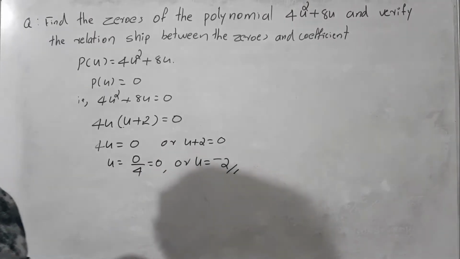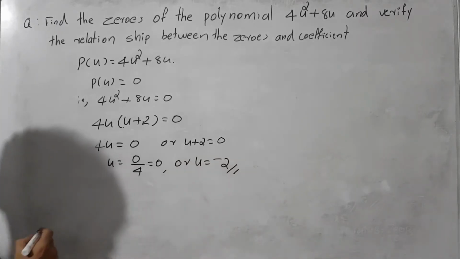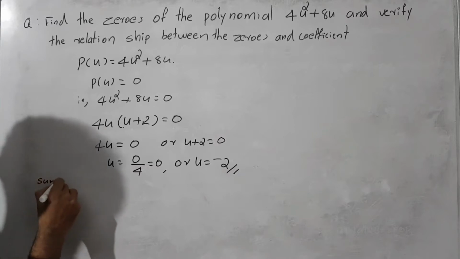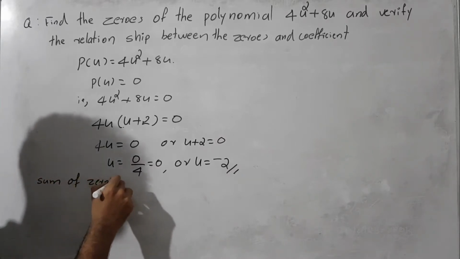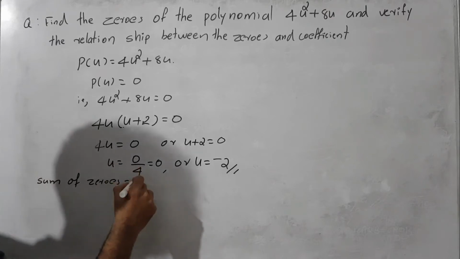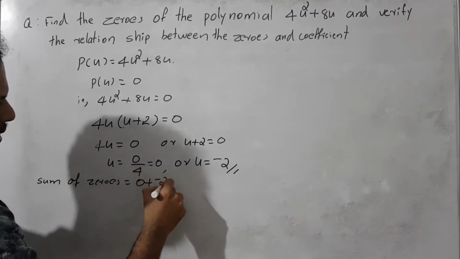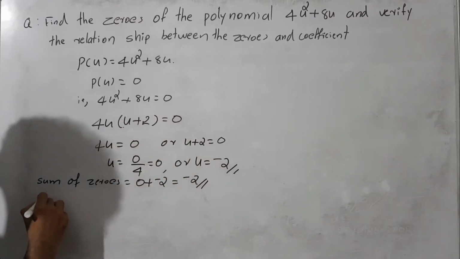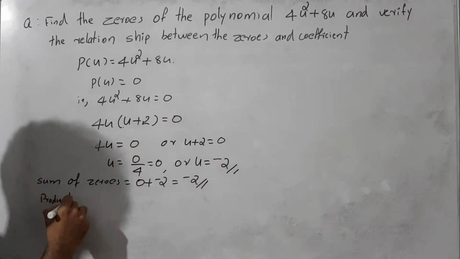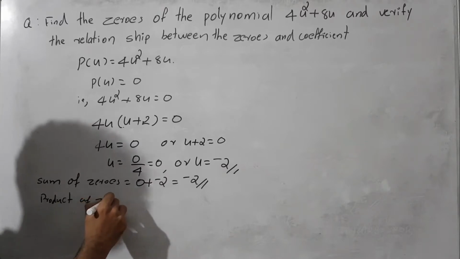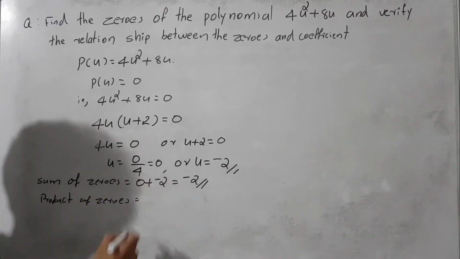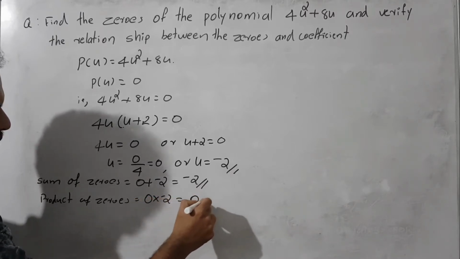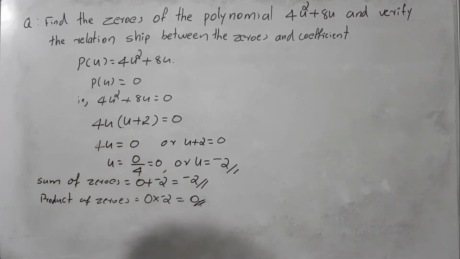Correct. Then what is next? Next we find the sum of zeros. Sum of zeros is equal to 0 plus minus 2. What is 0 plus minus 2? Minus 2. The next is the product of zeros. Product of zeros is equal to 0 into minus 2. 0 into minus 2 is equal to 0. Correct?